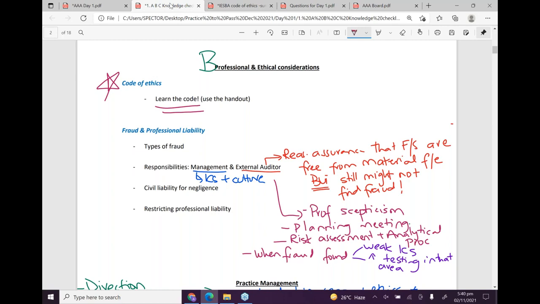Then the second part is fraud and professional liability. Remember, there are two types of fraud. You have fraudulent financial reporting and you have misappropriation of assets.